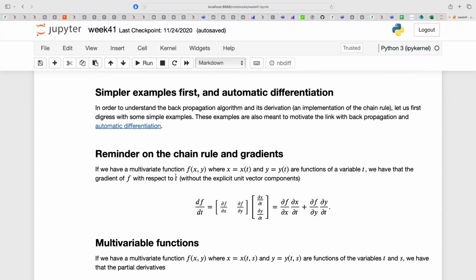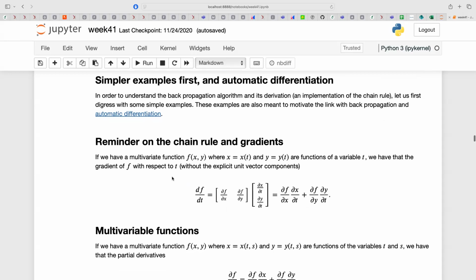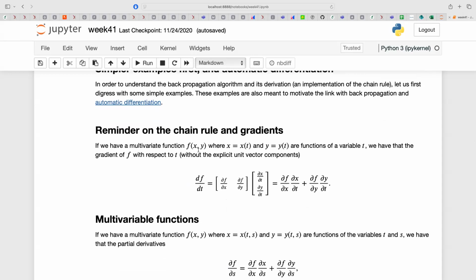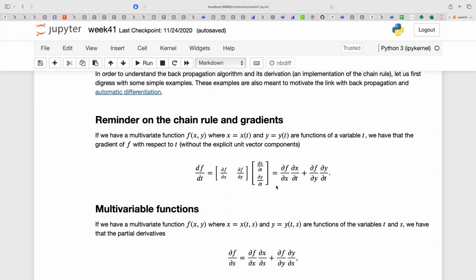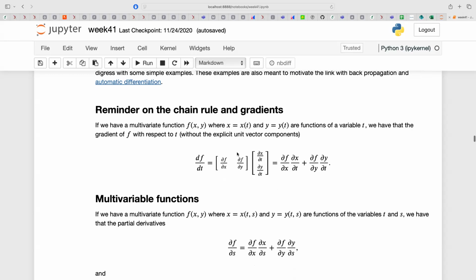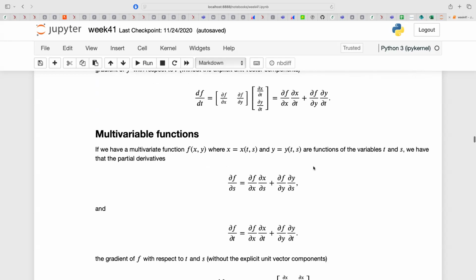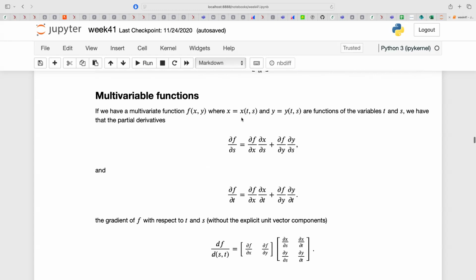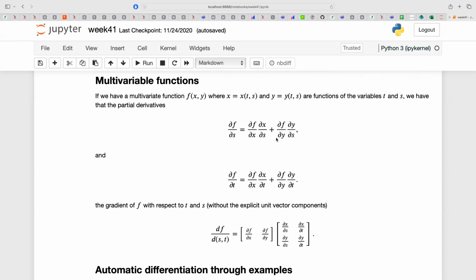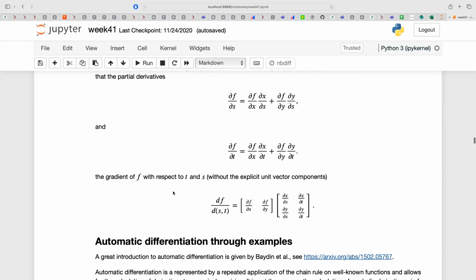So in the slides here, you will find some small reminders about the chain rule. Take a look at these if you feel a little bit rusty. If there is a function which depends on x and y, and x depends on t and y depends on t, then the derivative df dt is simply given by these derivatives which you see here. I've left out the unit vectors if you think of this as a vector. If x does not depend only on t, but also on a variable s, then you would have a df ds, which has a derivative with respect to x and a derivative with respect to y. And then the gradient of this function is simply given by the product of this vector times this matrix. So this is just a quick reminder.